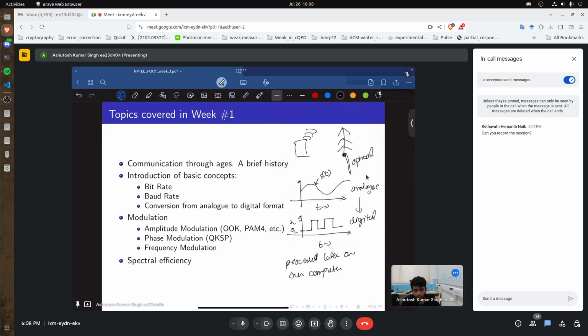Now after that conversion, this was just for setting the stage as to what is digital communication and what is fiber optic communication, and after that she went on to set the stage for modulation. Modulation is how we impose our information on the light carrier. We'll see more of that. And then she talked about different kinds of modulation: there is amplitude modulation, such as OOK, called on-off keying. There is PAM4. PAM is pulse amplitude modulation.